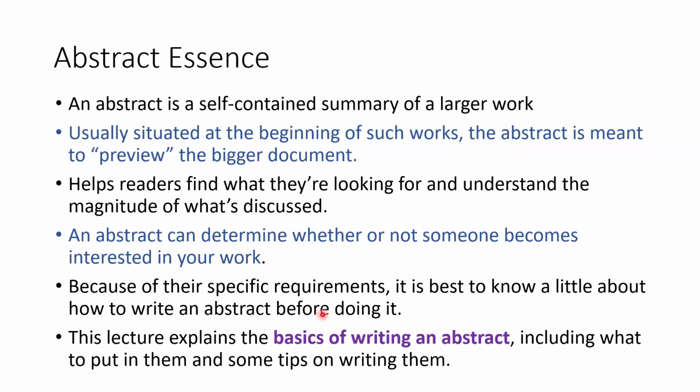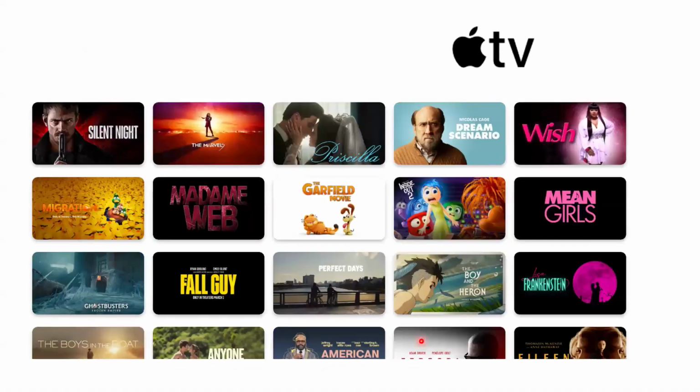The fifth bullet point is an essential item that you need to focus on because there are specific requirements. It is best to know a little about how to write it. That's what we are doing here. And the last bullet point, in this lecture, we will go over the basics of writing an abstract, what elements to include, what not to do, how to structure it, and I will provide some useful tips, right?